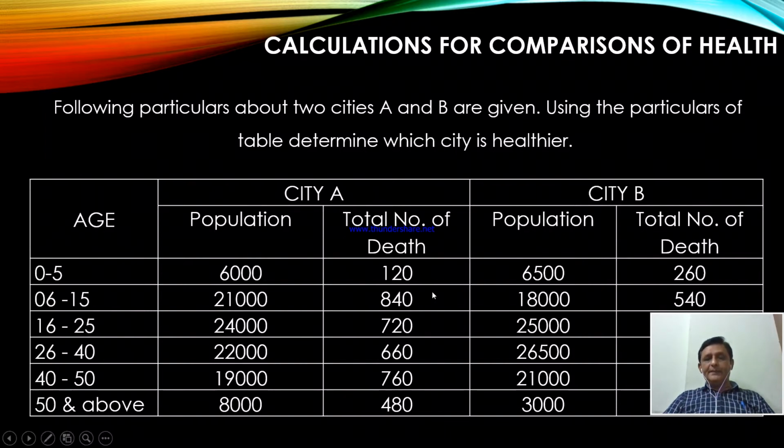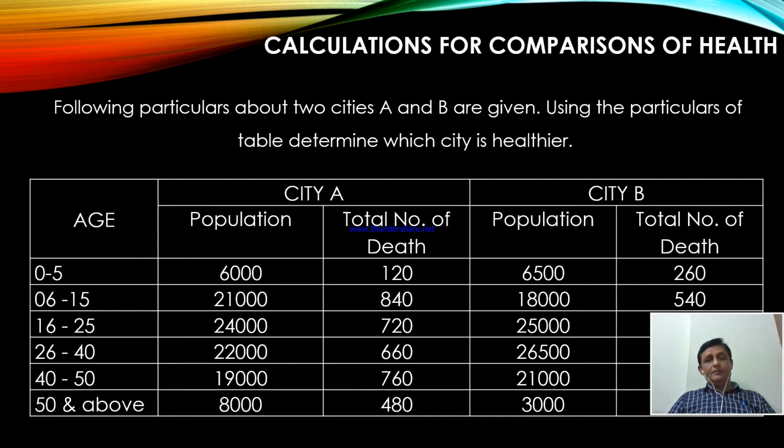If we check city B, the total population for the first age group is 6,500, and out of that 260 deaths are recorded. For the second age group we have 18,000 people, and out of them 540 deaths are recorded. For the age group of 16 to 25, 25,000 is the total population. We found 1250 deaths occurred. So this is the detail for the two cities.